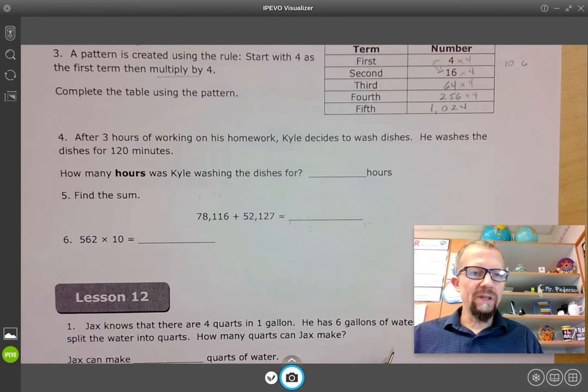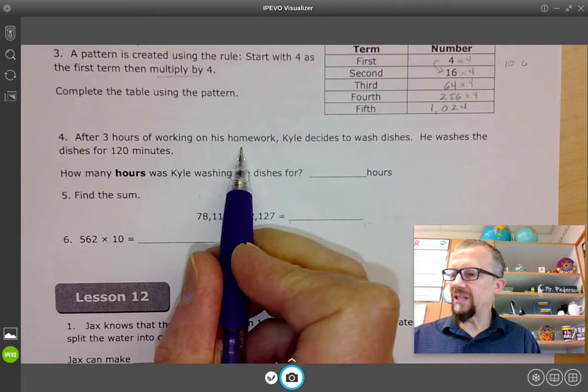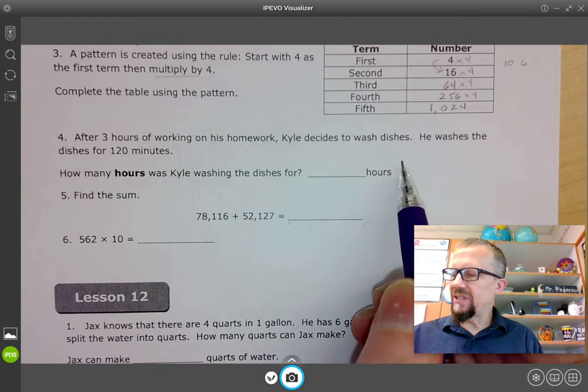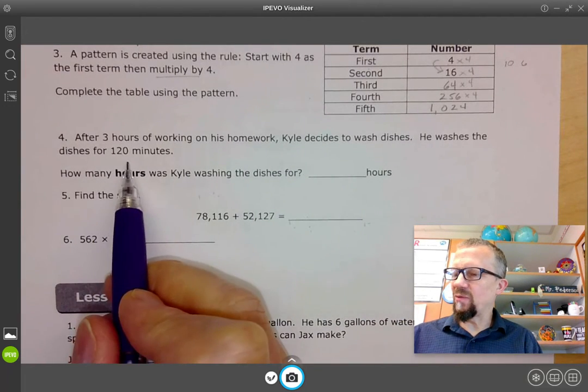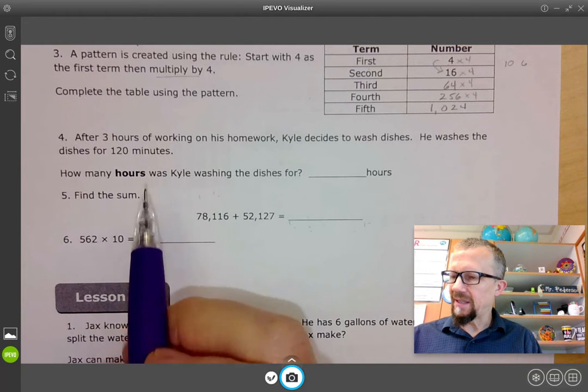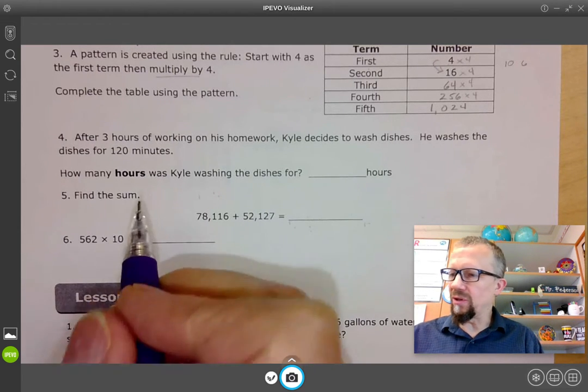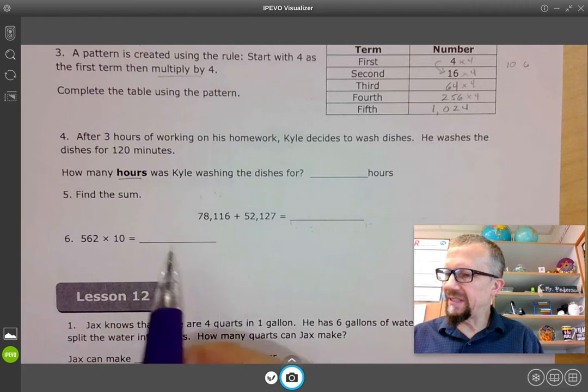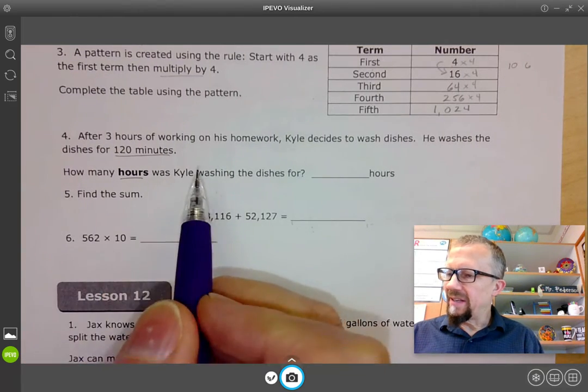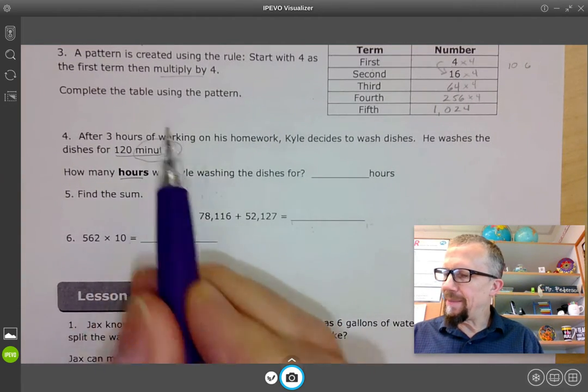Okay, number 4. After 3 hours of working on his homework, Kyle decides to wash dishes. He washes dishes for 120 minutes. So wow, he's done a lot of homework and a lot of dishes. And let me see, how many hours was Kyle washing dishes for? How many hours? Was he washing dishes for 120 hours? No, it was 120 minutes.